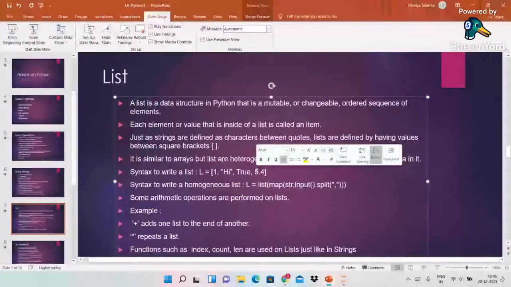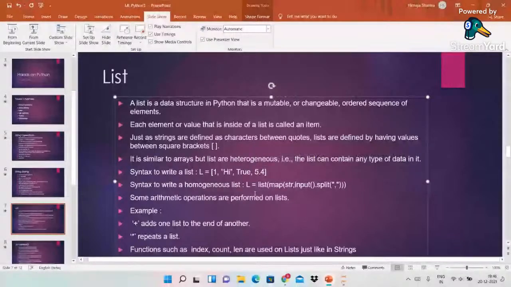But if you want to take input from the user, you write list is equal to map, str, input, all this line of code. I'll show you this. We will get to this.